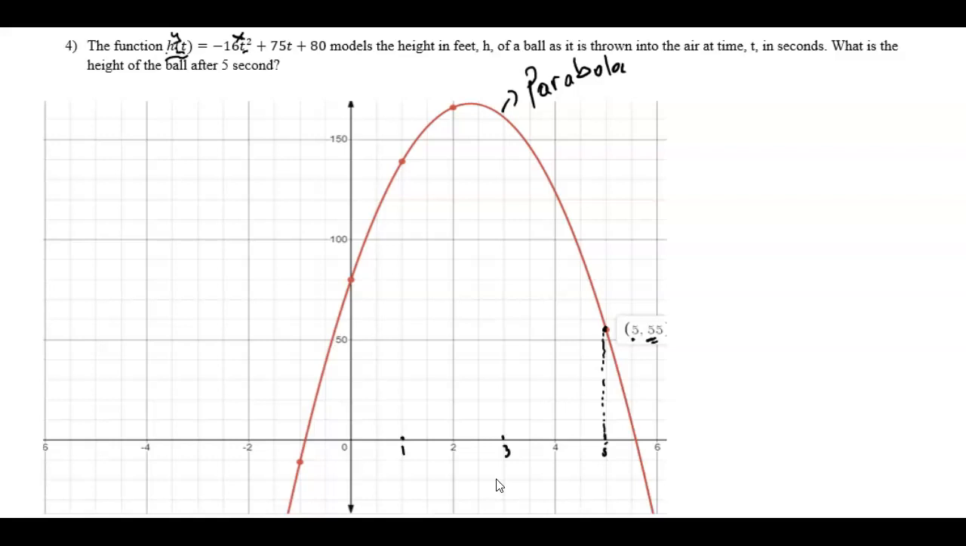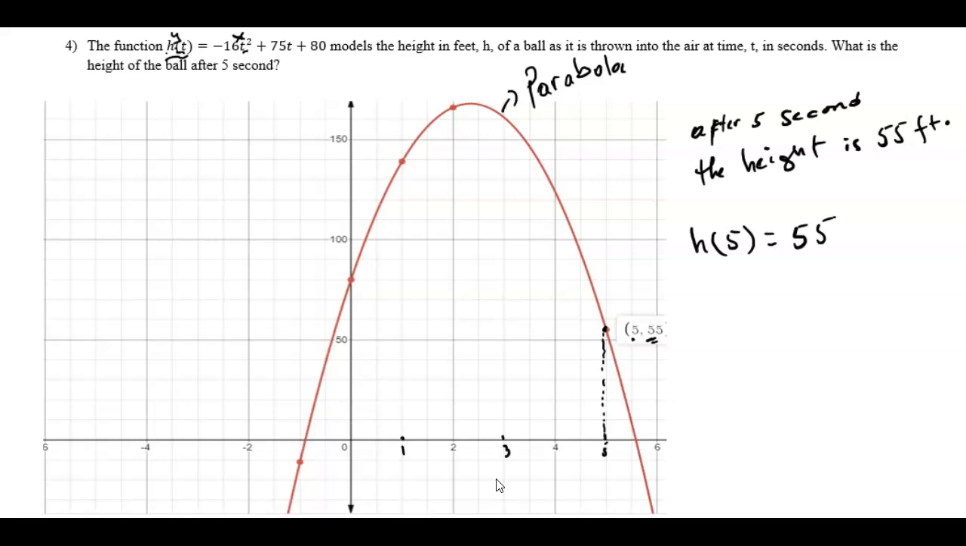So that's the time in seconds, and that's the height. So I will say that after 5 seconds, the height is 55 feet. Okay, so mathematically we can say h of 5 is equal to 55.